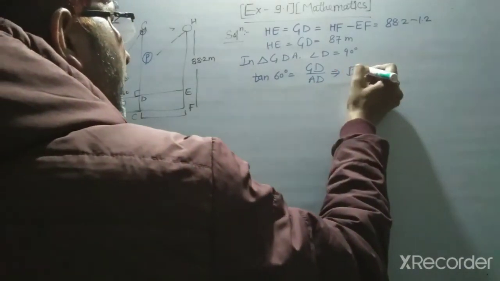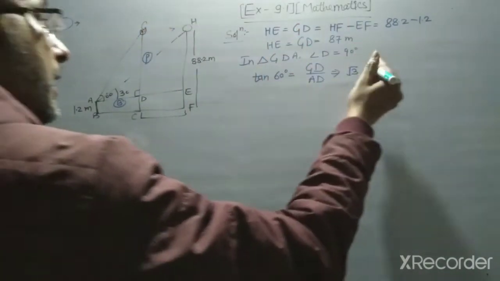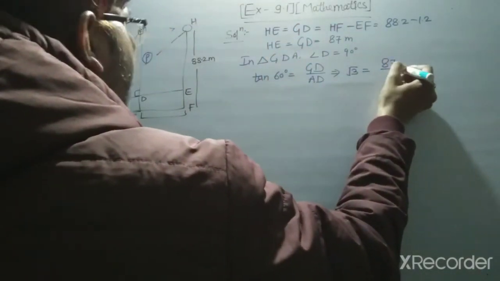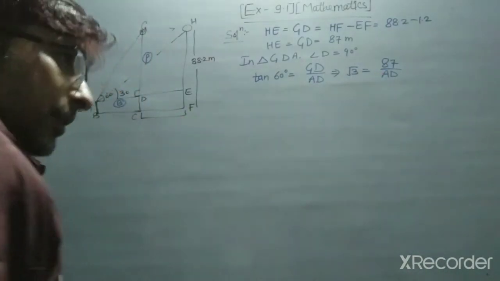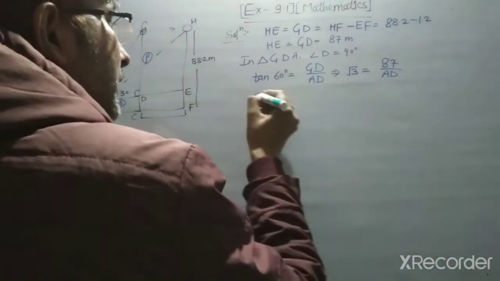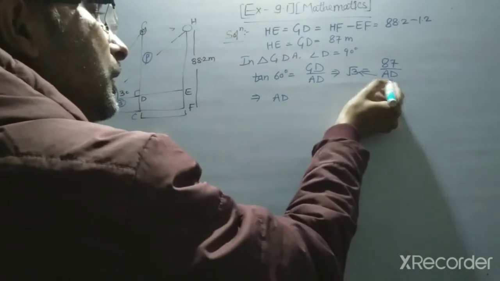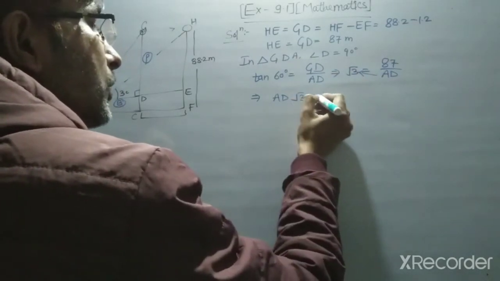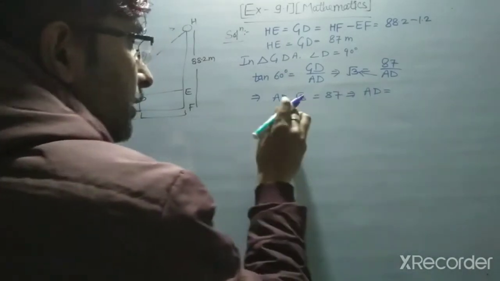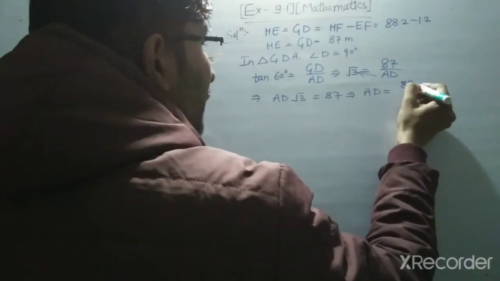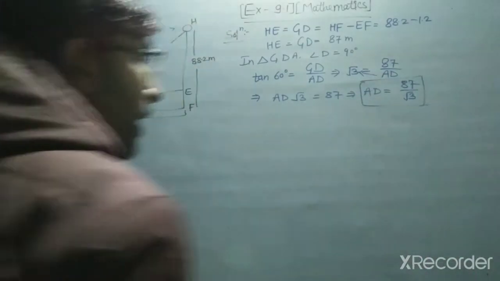Under root 3 is equal to GD. GD, you very well know, is 87. So 87 upon AD. AD you have to find, so you do cross multiplication here. This value is going there. So AD under root 3 is equal to 87, and then what is the value of AD? This value is going there. So 87 upon under root 3 is the value of AD.